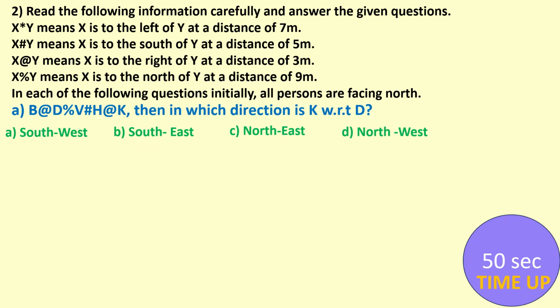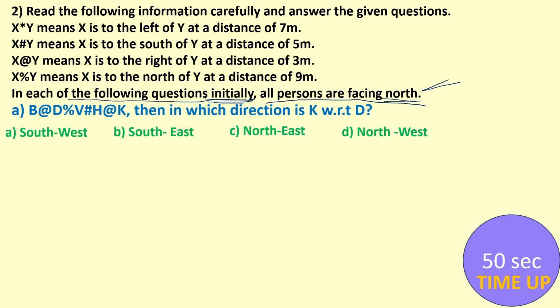Okay, time up, students. So we'll solve the first question under this. Read the following information carefully and answer the given questions. Some expressions are given to you, and they have said in each of the following questions, initially all persons are facing north. This is a very important point. Initially all persons are facing north. You need to use this point where the directions are not given.